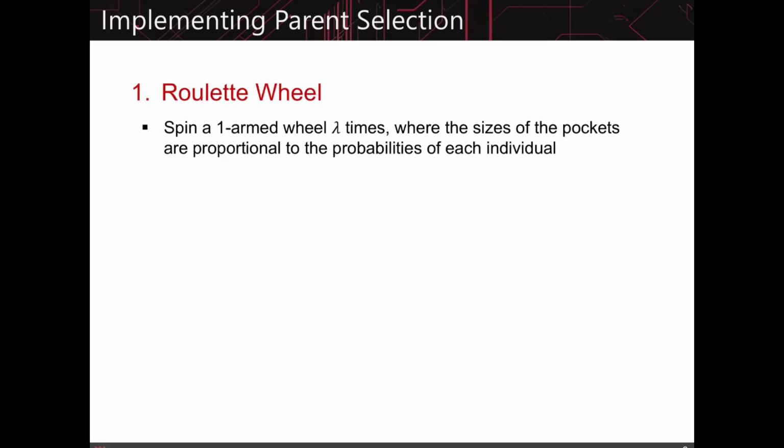And the first of these methods is just a roulette wheel. So the idea here is that we're going to spin a 1-armed wheel lambda times. And lambda in this particular instance is referring to the number of parents, but also the number of offspring or children. Typically, those 2 numbers are going to be the same. In the literature, lambda actually more often refers to number of offspring, but again, those are usually the same as the number of parents. Now, the key here is that the sizes of the pockets in the roulette wheel are going to be proportional to the probabilities of each individual being selected as a parent.